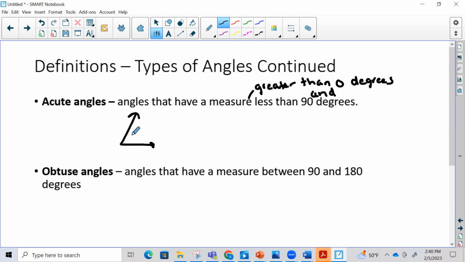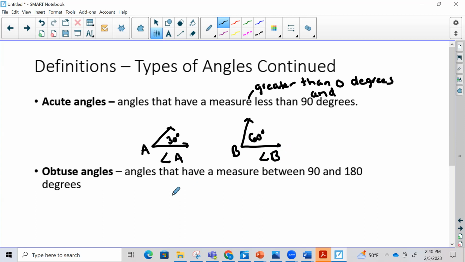An example of an acute angle is like 30 degrees, let me make it actually look like 30. So 30 degrees or 60 degrees or 45 or 89, any of those would be examples of acute angles. And again, if we were naming them, we would have three letters on them. Or I could name these because they're single angles, like I could say this is angle A and this is angle B.